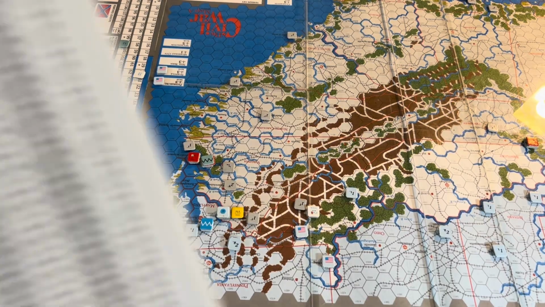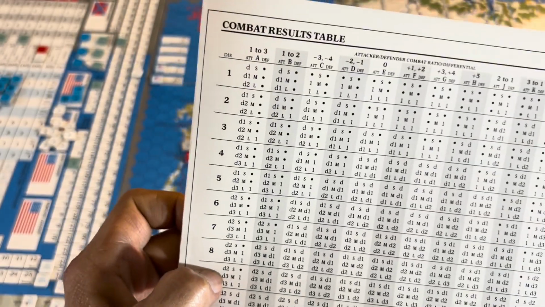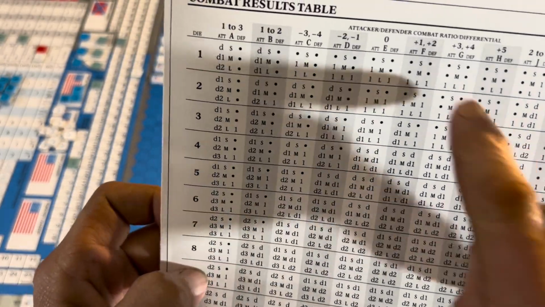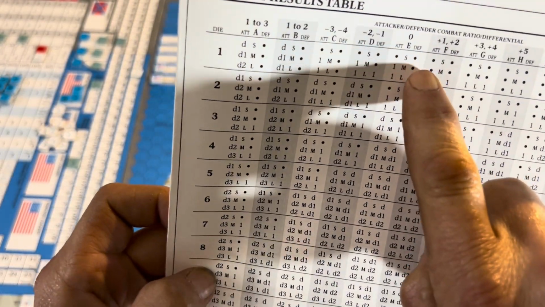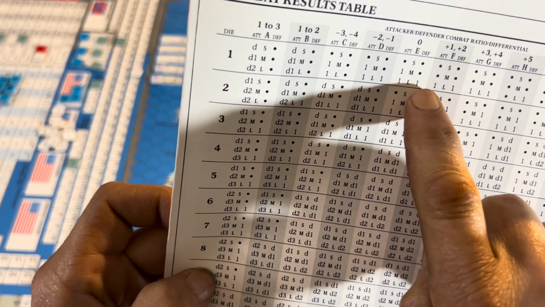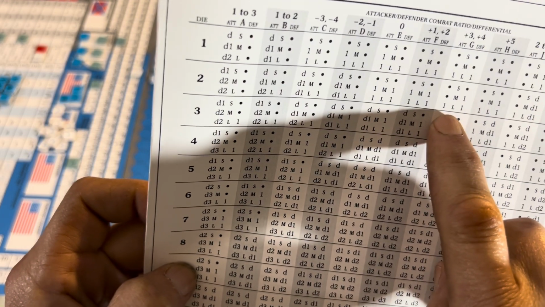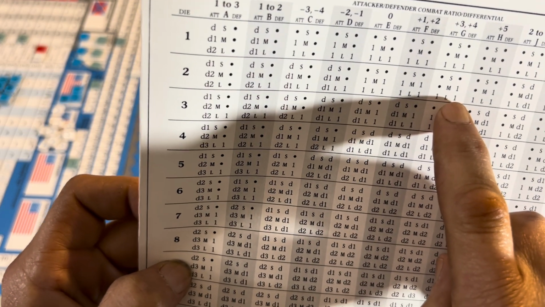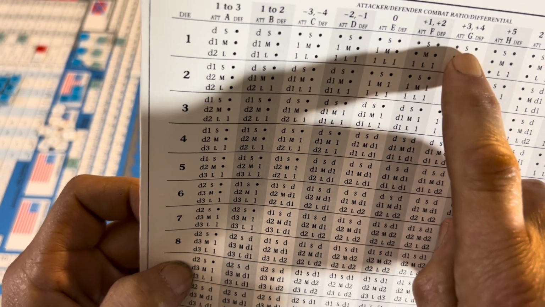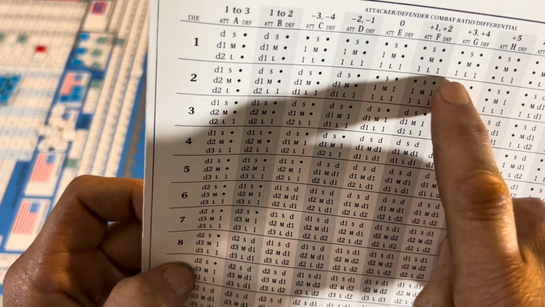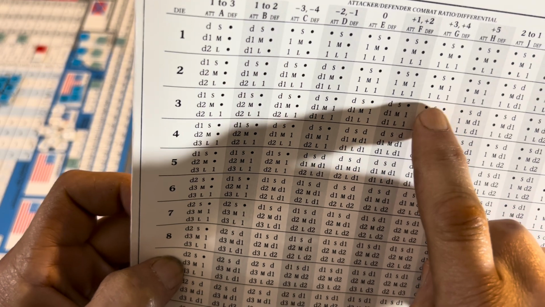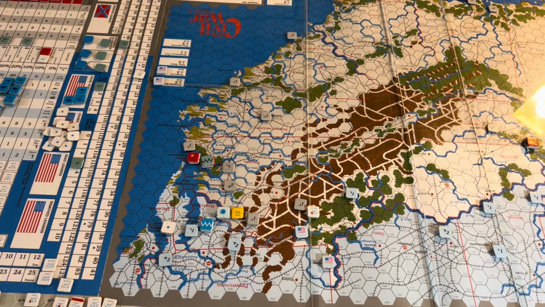And so what we're going to look at here is E. All right. I rolled a 1 for the Army of the Potomac, which was the defender. They're going to look at what they inflicted on the attacker: 1 strength point loss.